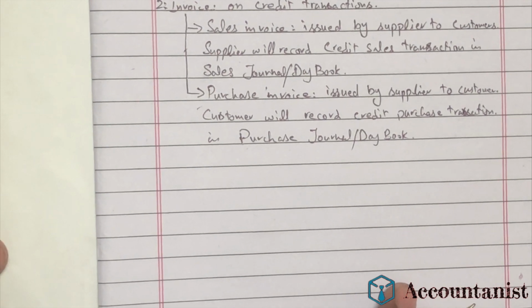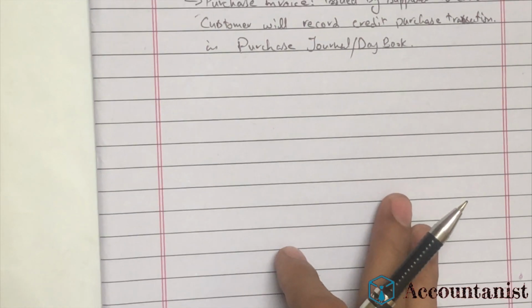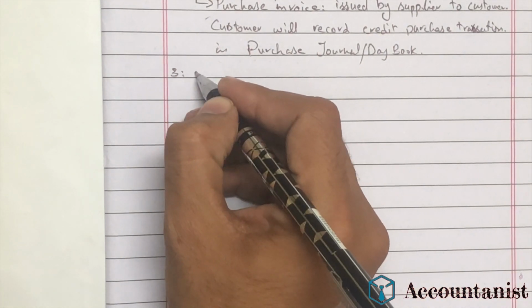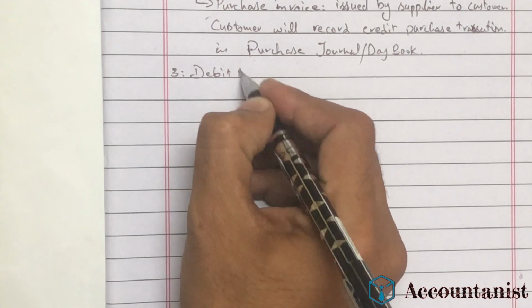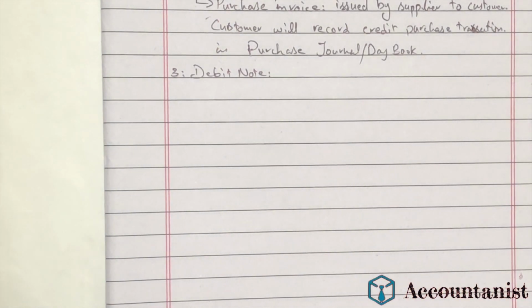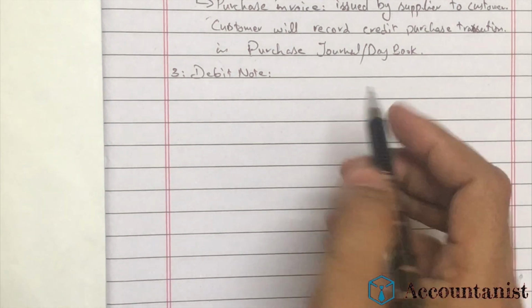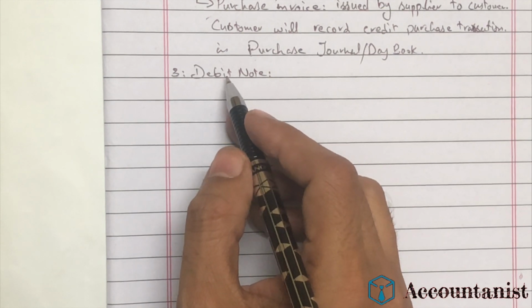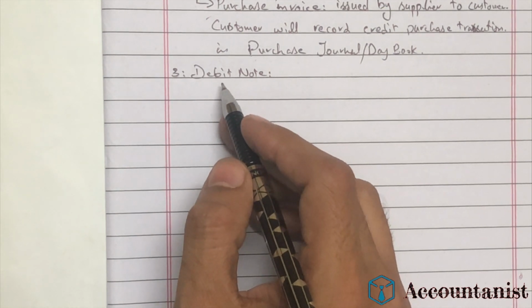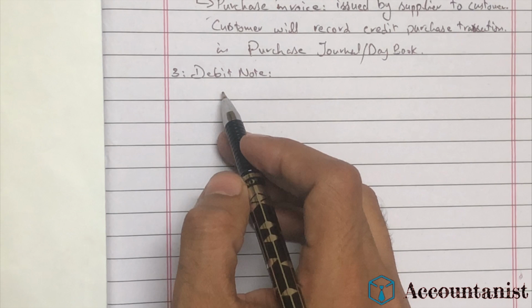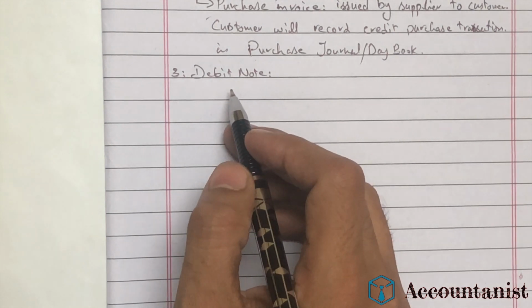The next document that we have is called the debit note. I'll write it down here. When I explain this to you, I will tell you that if we are a customer and we receive some faulty goods, we are going to return these goods to the supplier. Once the customer returns some goods to the supplier, he writes a request note.